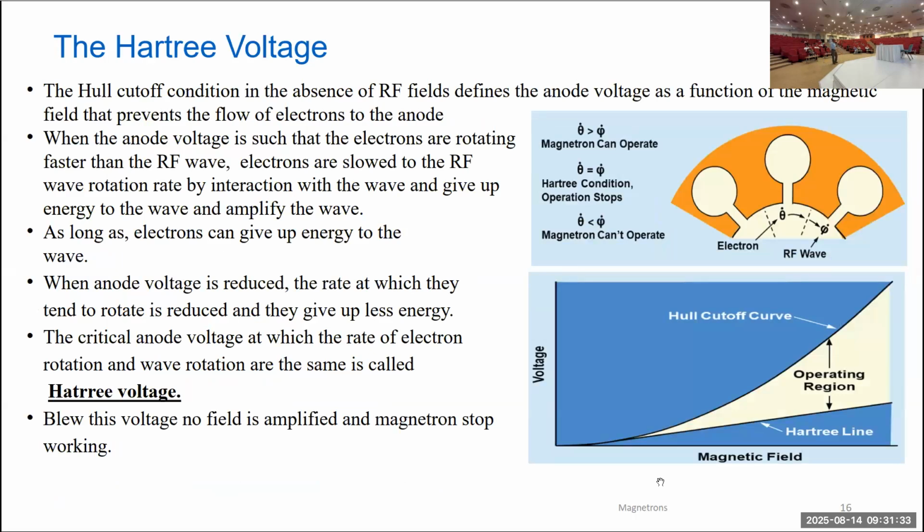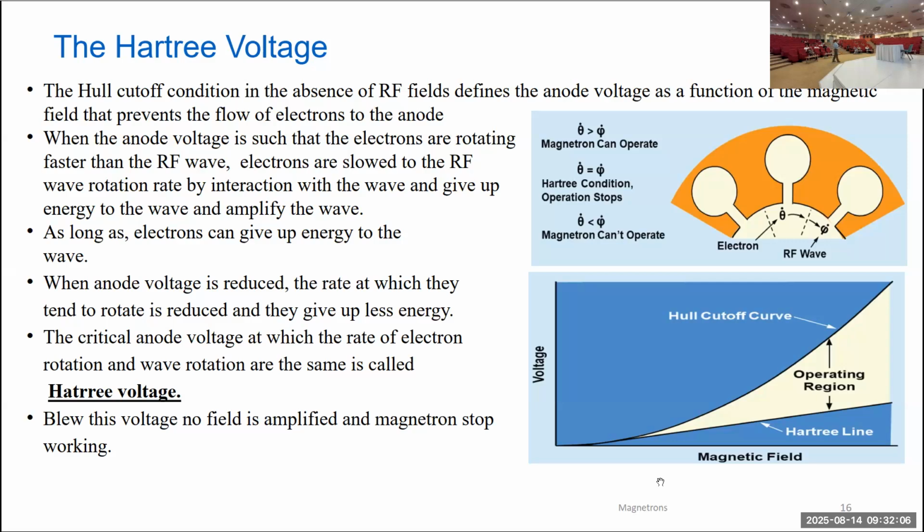Then there is another limit. If the energy of an electron is smaller than a particular energy, it falls back to the cathode. So we have to operate our magnetron between these limits. This limit is called the Hartree line limit. Below this voltage, no field is amplified and the magnetron stops working.